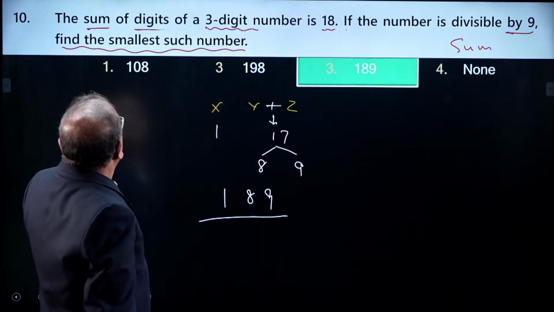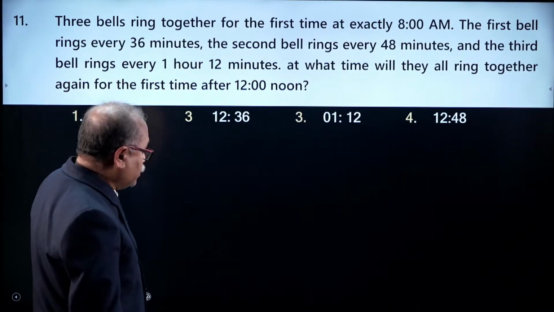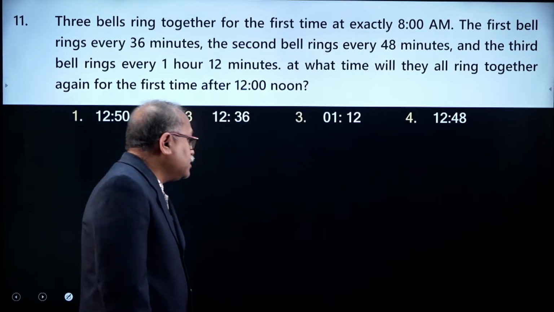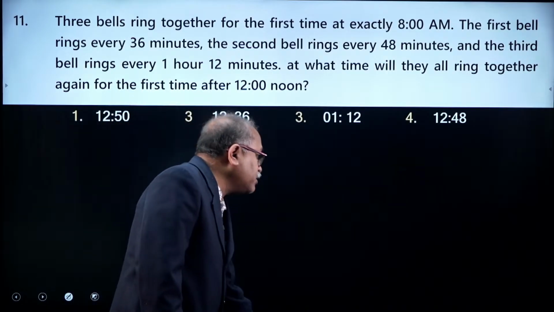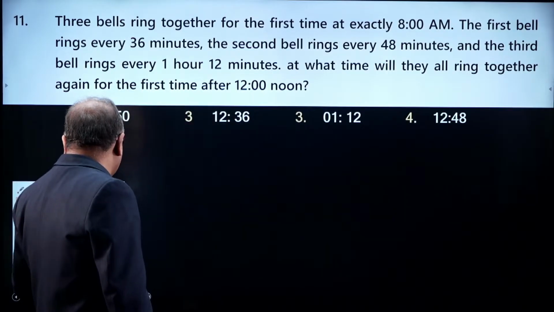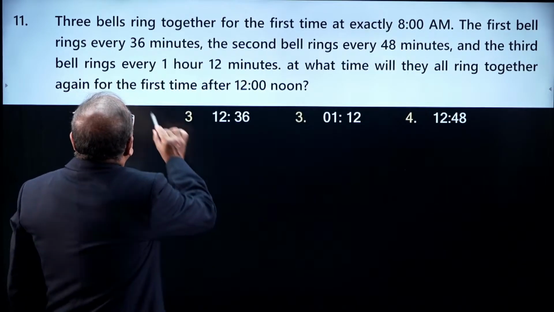Now, moving on to the next question, and you know that this type of question comes in the examination. So, what is this question? Allow me to read it out.